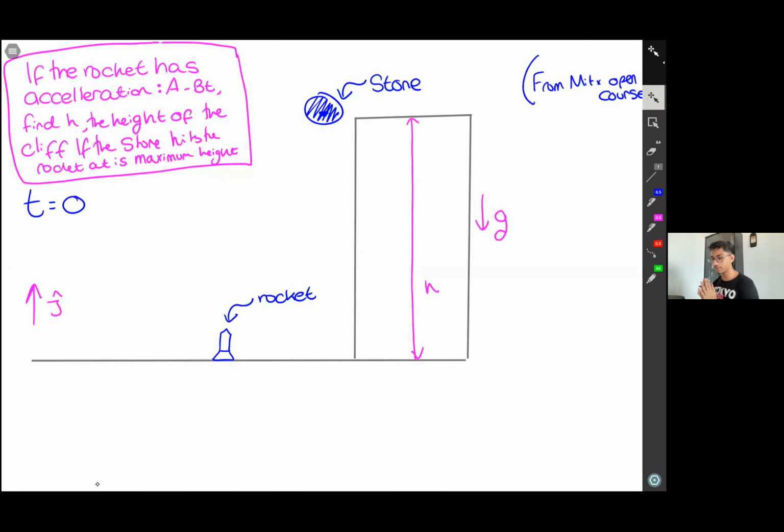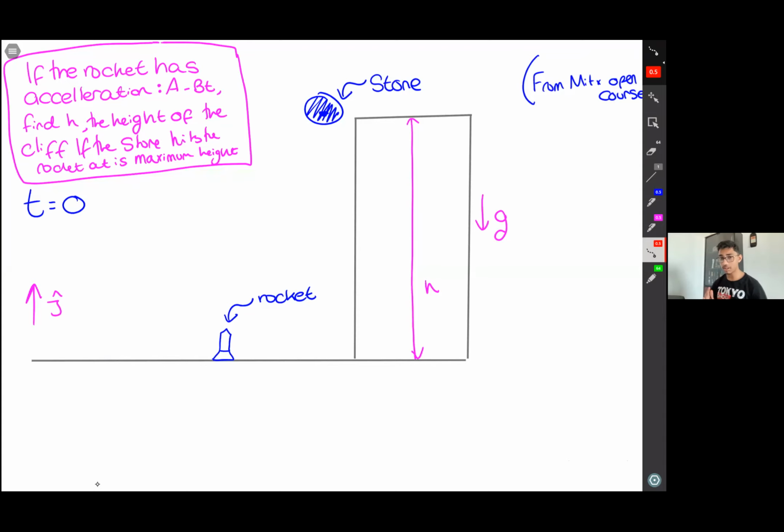Over here, I've modeled a sort of situation. There is a stone which falls off from height h, which is a cliff of height h. No external forces are acting on it when it's thrown. And it hits a rocket which is launched from the bottom, so over here. And it flies up and it hits it when the rocket is at its maximum height.